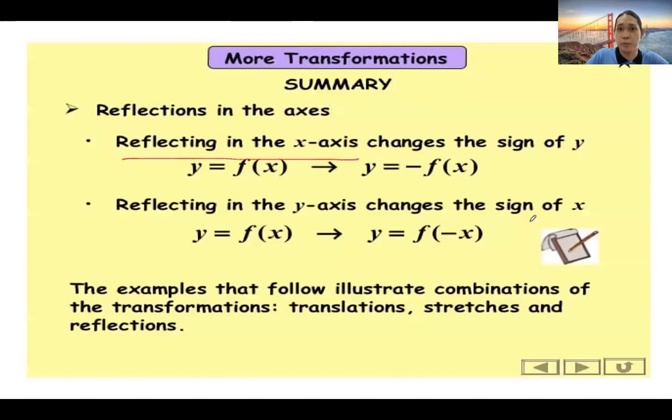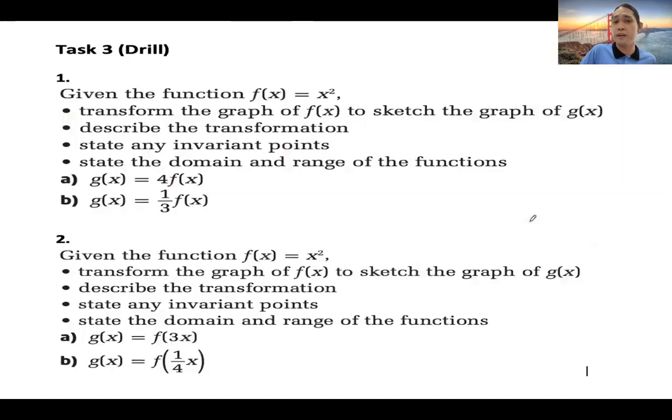So always remember the transformations. Reflecting in the x-axis changes the sign of y. Remember that one. So y equals f of x becomes y equals negative f of x. Reflecting in the y-axis changes the sign of x. So y equals f of x becomes y equals f of negative x. The examples that follow illustrate combinations of the transformations: translations, stretches, and reflections. So I hope we're clear about this one.